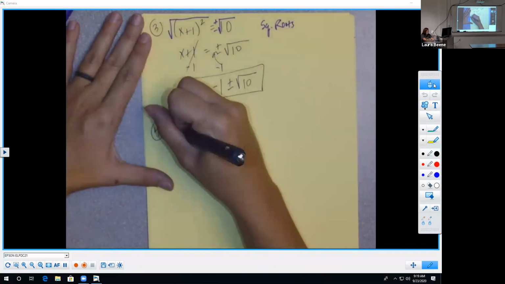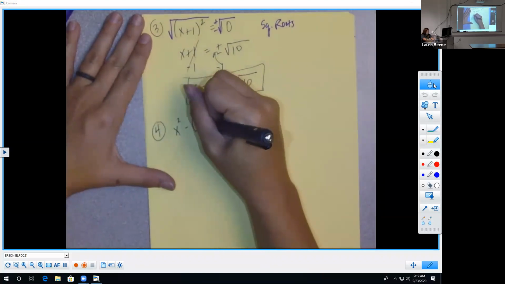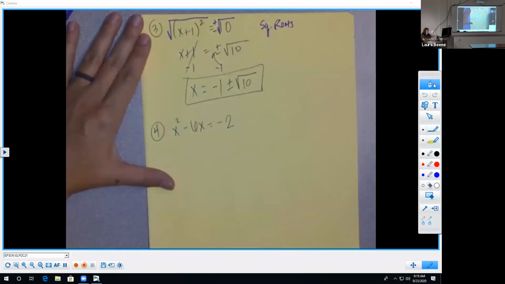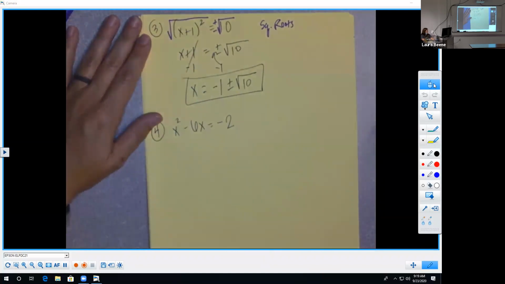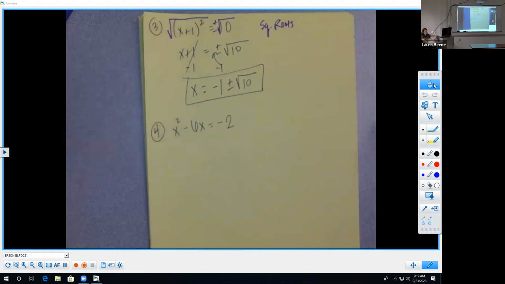Okay, look at this one. x² - 6x = -2. You try this one. Make sure you make it equal 0 first. I'll give you a couple minutes to get your answer here.